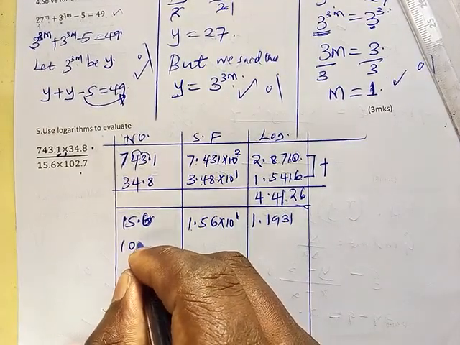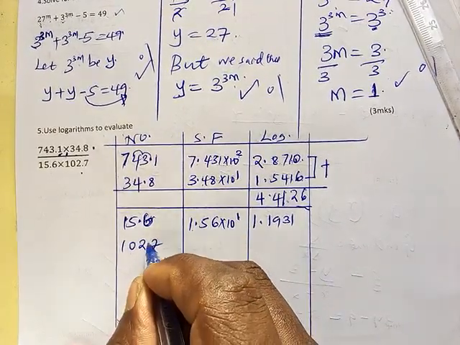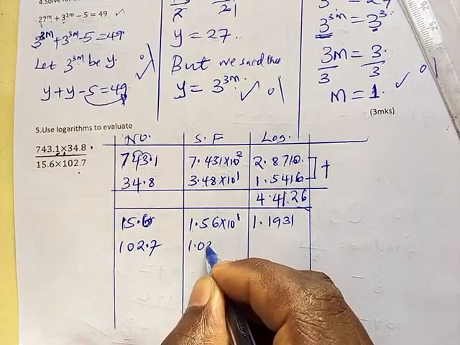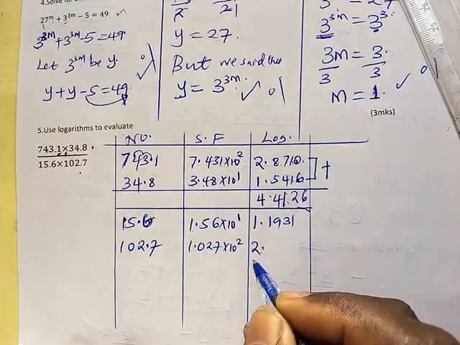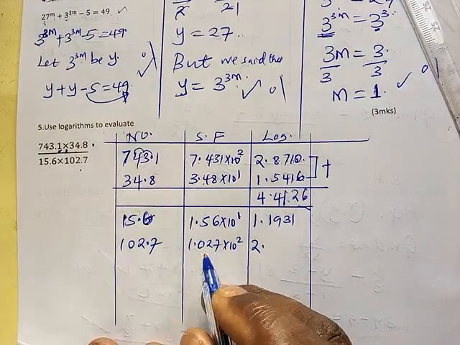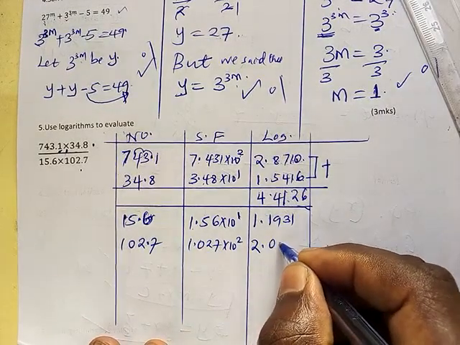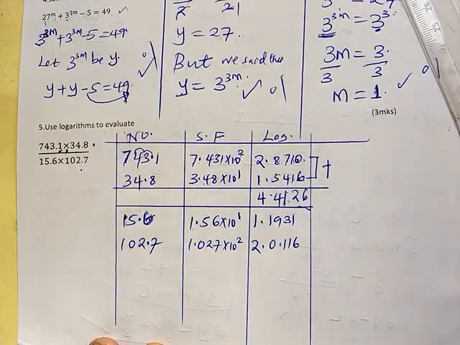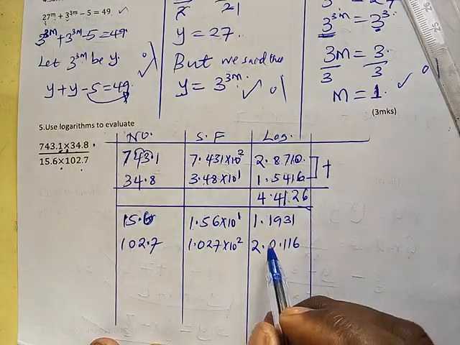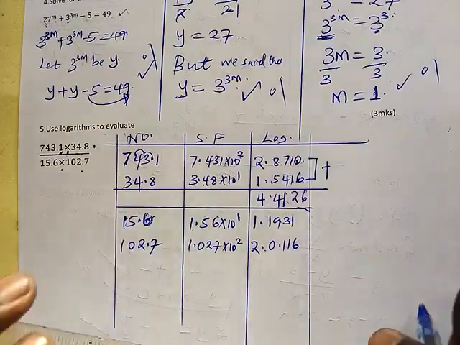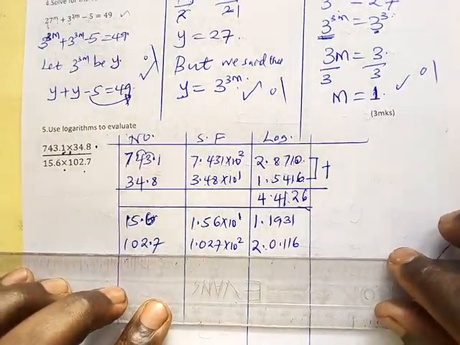The next number is 102.7. You write this one in standard form, that is 1.027 times 10 to the power 2. The characteristic is 2, and the mantissa will come from here, which is 0.0116. Because it is addition, you need to add this and this.